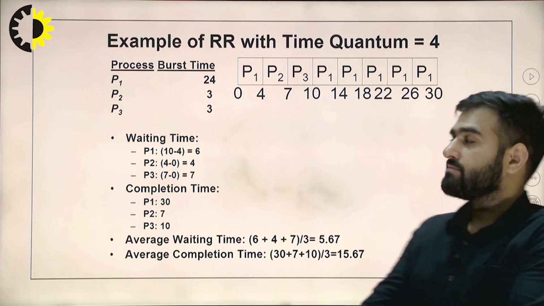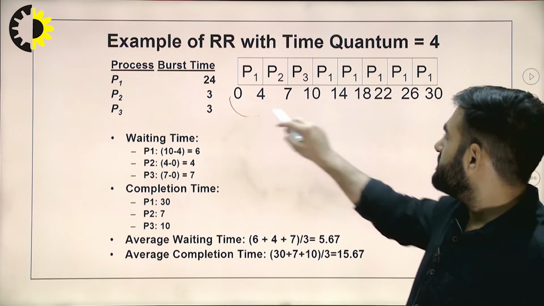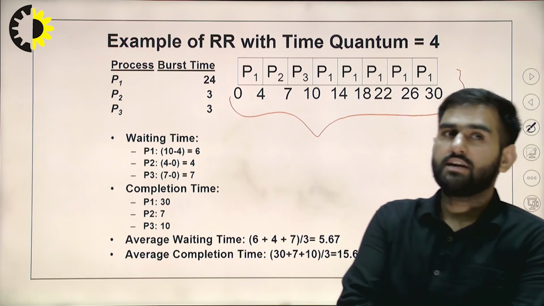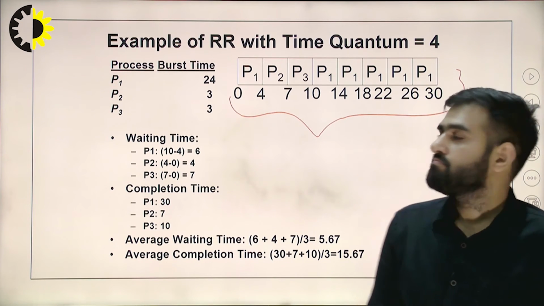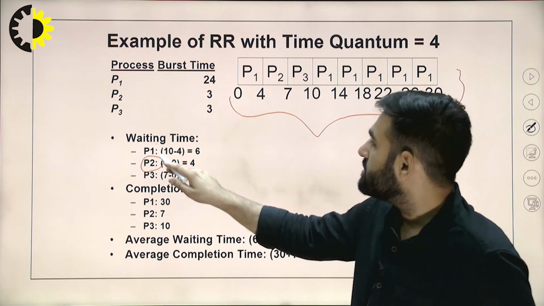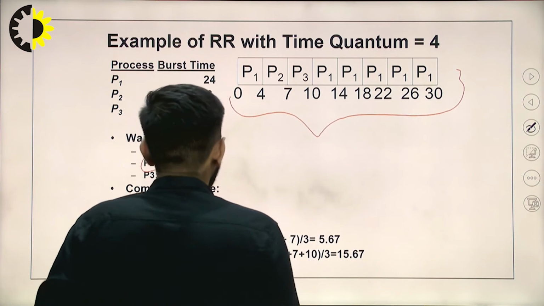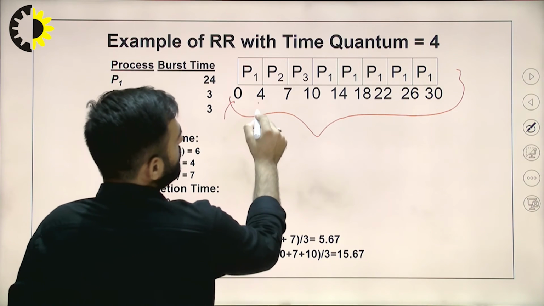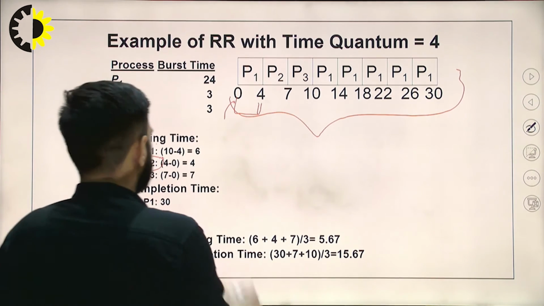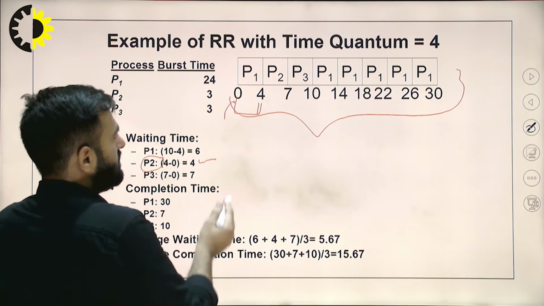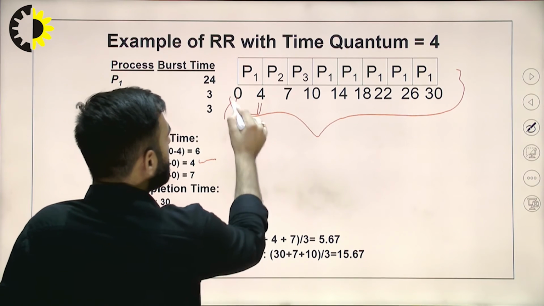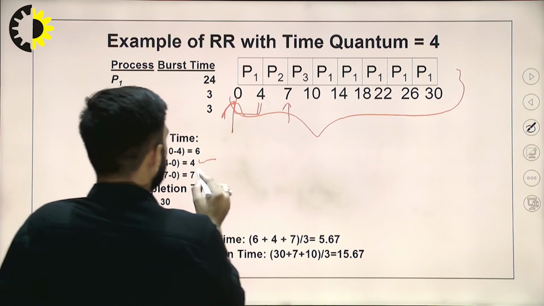Now, see the waiting time. This is the Gantt chart. Now, calculate the waiting time. How can we calculate the waiting time? The waiting time for P2: P2 arrived at 0 but got the CPU at 4. So it actually waits from 0 to 4. It is 4. Clear? Now, calculate the waiting time for P3. It arrived at 0 but waits till 7. It is 7.